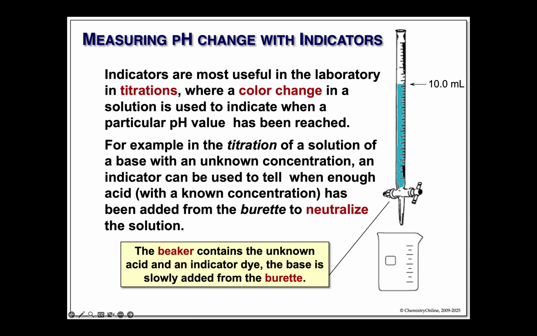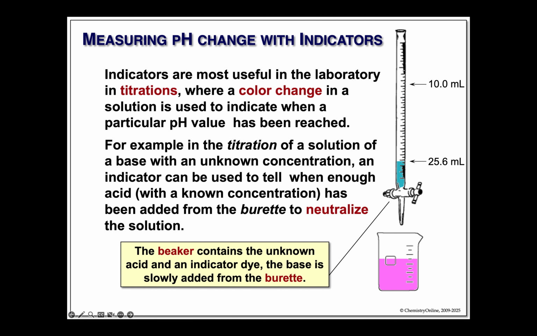The indicator we would use would be phenolphthalein, no color in acid. Then you very carefully and slowly add base until the indicator changes. Now, you look at your burette. You started here at 10. We ended in this hypothetical thing down at 25.6.